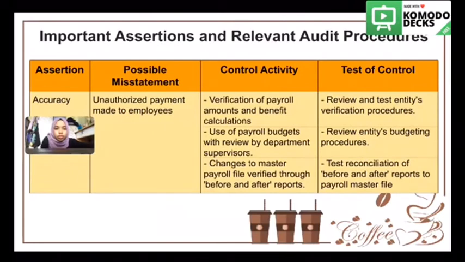Okay, the last assertion is accuracy. Possible misstatement is unauthorized payment made to the employee. We control activity with verification of payroll amounts and benefit calculations, by reviewing and testing entity verification procedure. And second, use of the payroll budgets with review by the department supervisor, by reviewing entity budgeting procedure. And lastly, changes to the master payroll file verified with before and after reports, by testing reconciliation of before and after reports to the payroll master file.